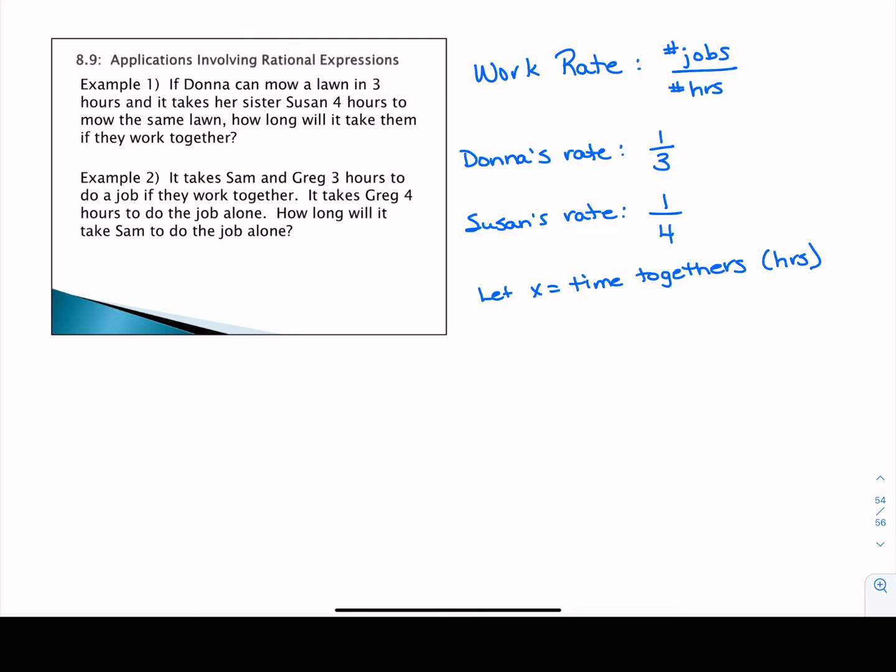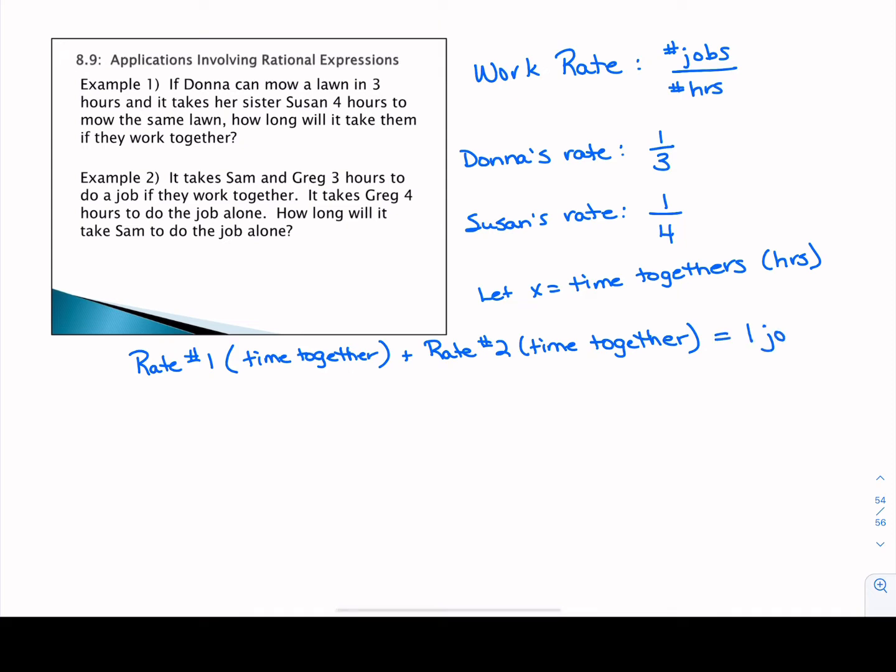That standard formula looks something like this. If you have rate number 1, whether it's a person or a machine, you take that first person's rate or that first item's rate and multiply it by the time together, meaning the time they're working on the same task together. You add that to rate number 2, or the second person's rate, multiplied by the time they're working together. Sometimes that's going to be the same amount of time, like we have in this case. When you add those two pieces of information together, you should get one complete job.